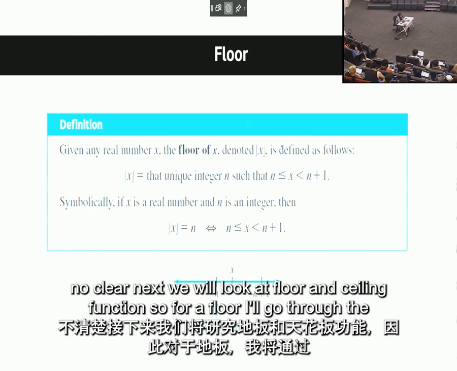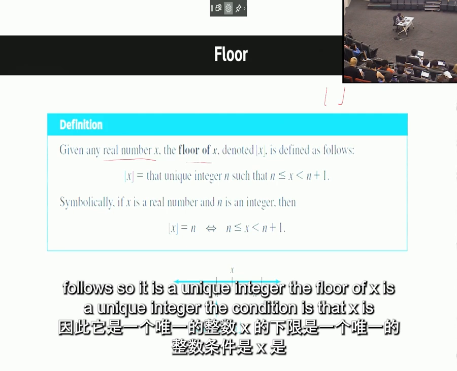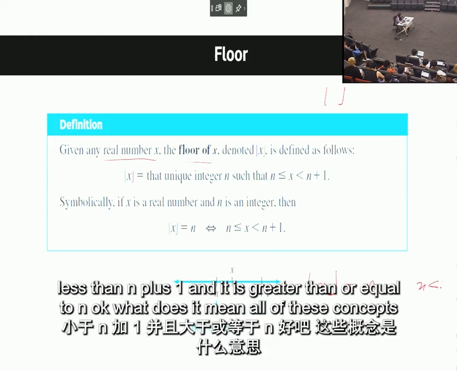So for a floor, I'll go through the definition first. Given any real number x, the floor of x, denoted with this symbol, is defined as follows. It is a unique integer n such that n is less than or equal to x, and x is less than n plus 1.